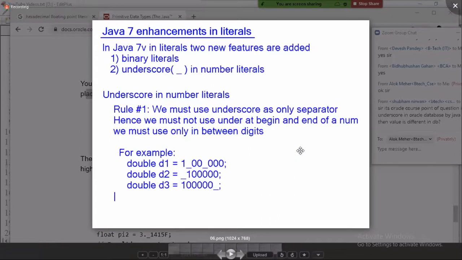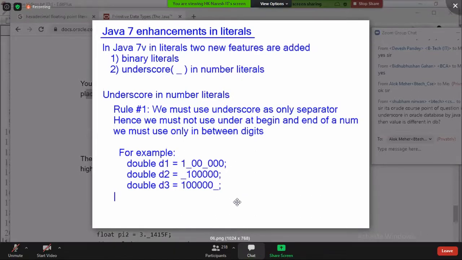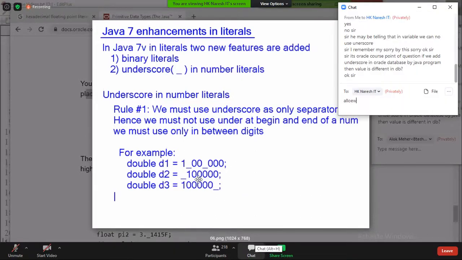The next, rule number 1. Totally there are 4 to 5 rules. Think carefully. Rule number 1: we must use underscore only as a separator. Hence, we must not use underscore at the beginning and end of the number. We must use it only in between digits. Underscore is meant to be used between the digits. For example, if I write double d1 = 1_00_000, tell me, is it allowed or not? Allowed, between digits.